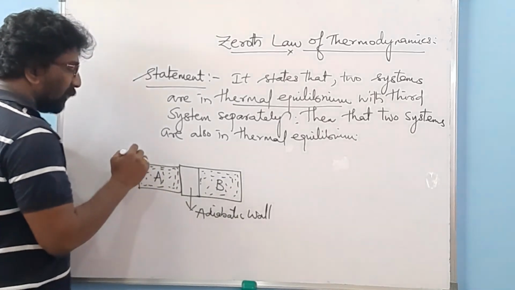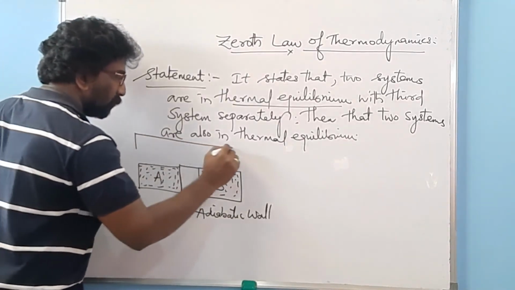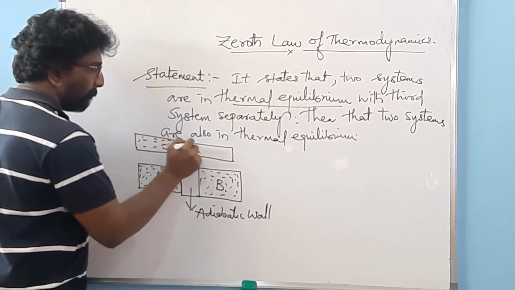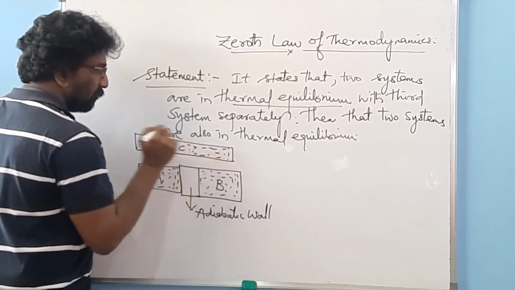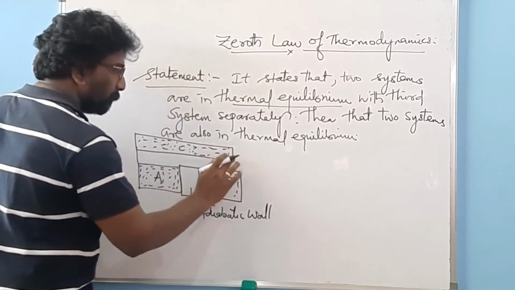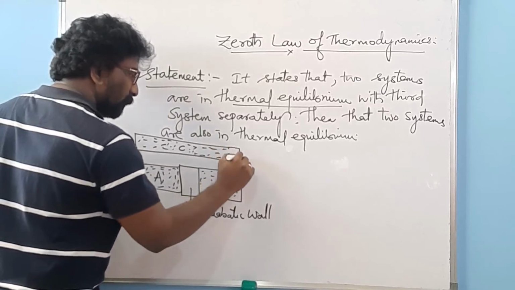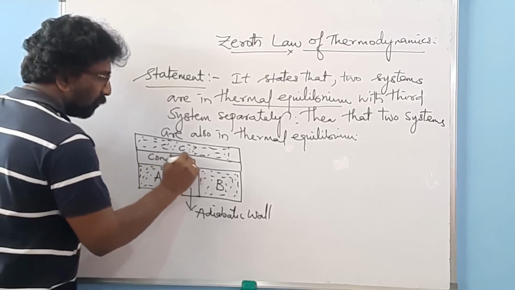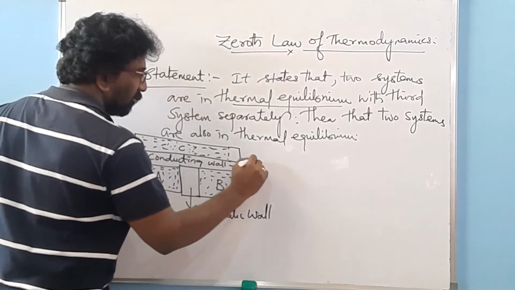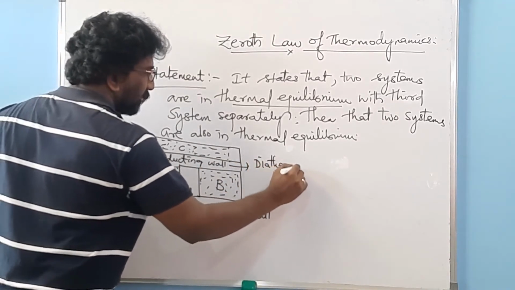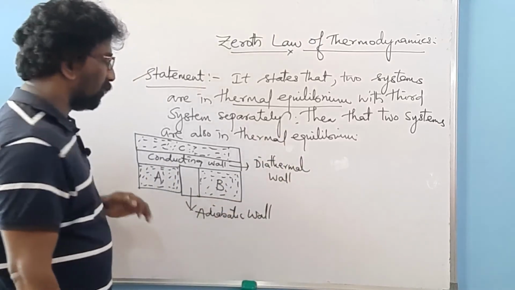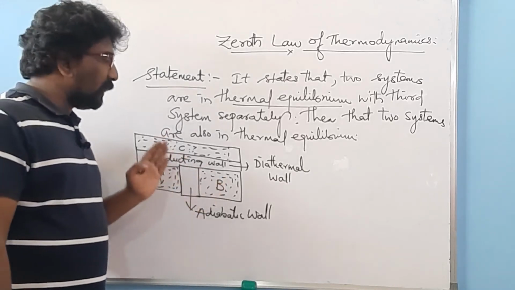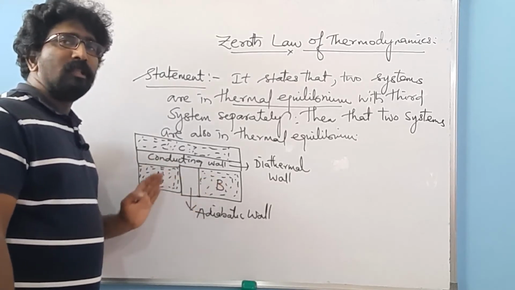Now let me have another system, system C, which is again composed of some matter, and this system C is connected to the two systems by a conducting wall, which we can also call a diathermal wall. If I have the two systems, system A and system B, composed of some matter, these two systems are not in thermal equilibrium.